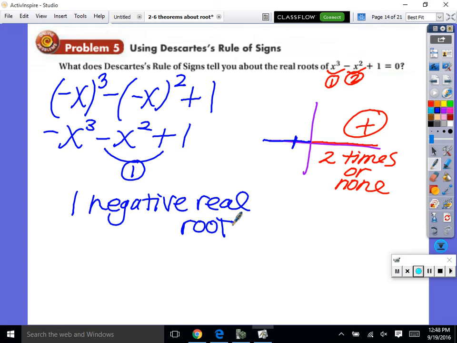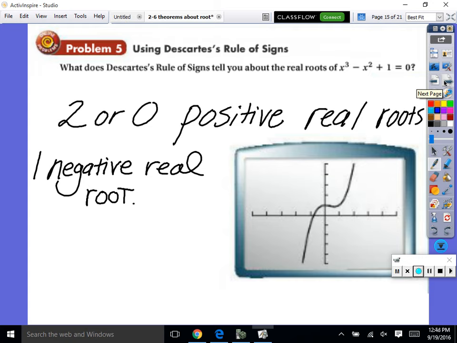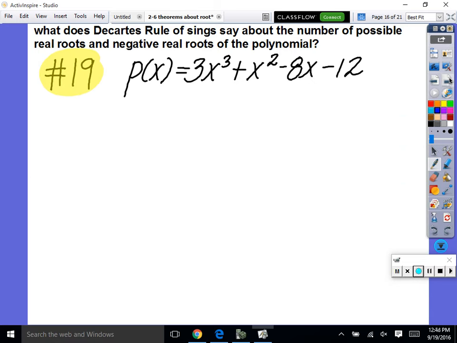Yeah? Okay. And it might not be any of the negatives, so then we would know that there are no negative rational roots. Okay, so here we go. Now just look up here, same polynomial. Do you see how I graphed it? We said there were 2 or 0 positive real roots. It was 0, right? And we have 1 negative real root. Okay, sweet. Let's do number 19.